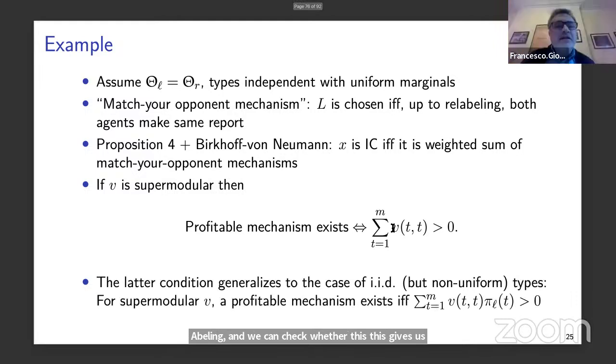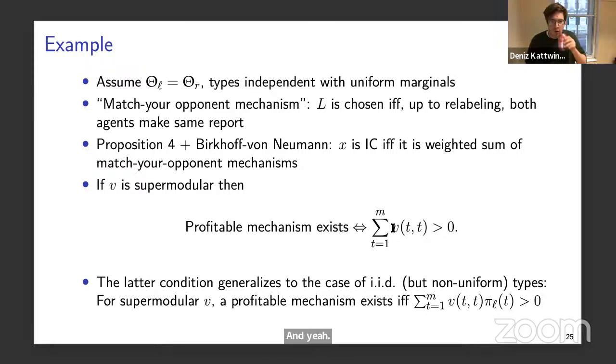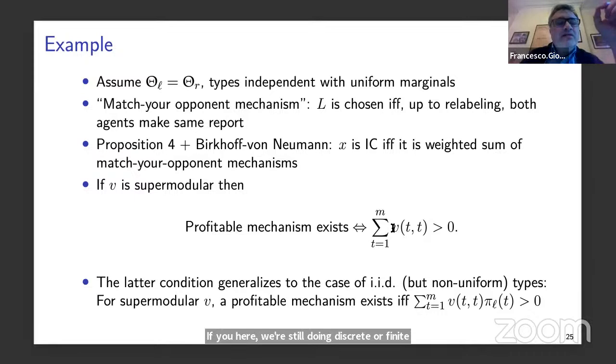Dennis, I'm sorry, there's something I don't understand. Here we're still doing discrete or finite types, right? Suppose that we have 3 or more types. Matching your opponent means being on the diagonal of the matrix. Not matching your opponent means being off the diagonal. And there are more points off the diagonal than on the diagonal. So why do you give it to L? Are you biasing this towards R? Is that what we're doing here?